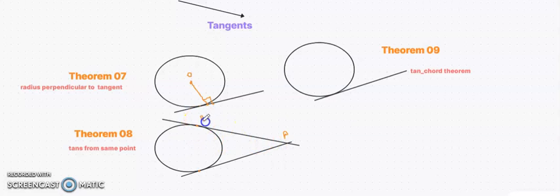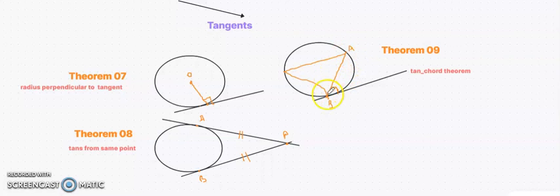So this is a tangent AP, another tangent BP, drawn to the circle coming from the same point outside the circle. The theorem states that the two tangents are equal in length. Now the last theorem on tangents says if a chord is drawn to a circle from the same point of a tangent, this is a chord AB, drawn to the circle, the angle between the chord and the tangent is equal to the angle subtended by the same chord in the alternate segment.